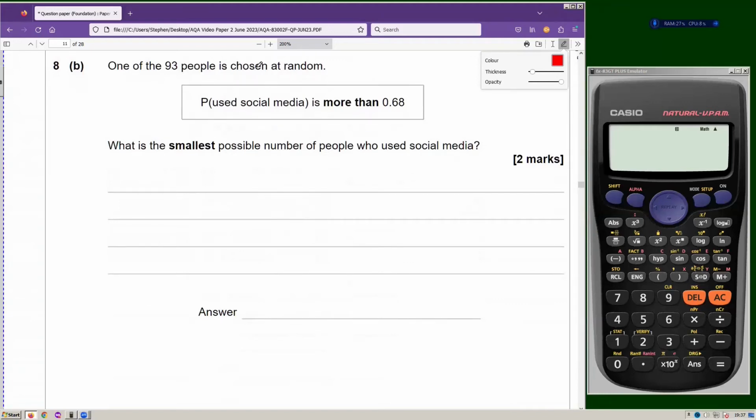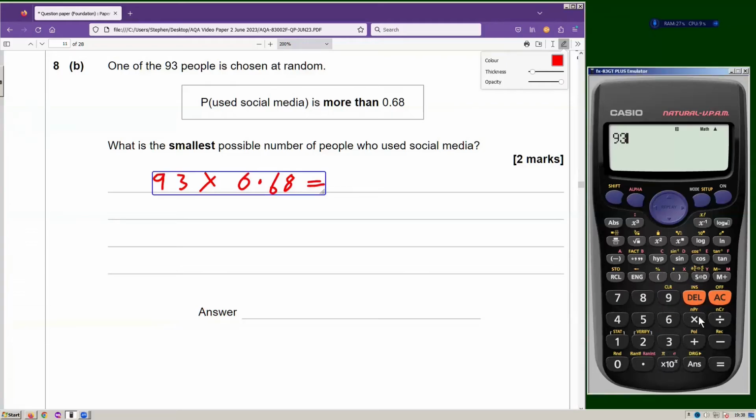One of the 93 people is chosen at random. The probability of using social media is more than 0.68. What is the smallest possible number of people who use social media? Oh, I see. So if we work out exactly 0.68 and it comes out as a fraction of a person, then we have to round it up. So we go 93 times by 0.68. We can do it on the calculator.